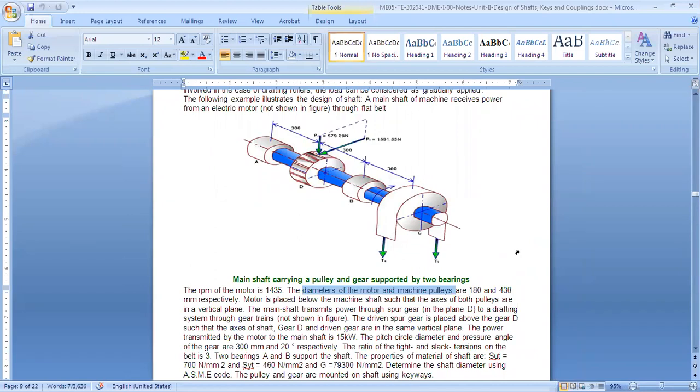The pitch circle diameter and the pressure angle of the gear are 300 mm. Now, why is this PCD required? Because once we know the torque, if we know the diameter, then we can find out the load, the vertical or the horizontal load.